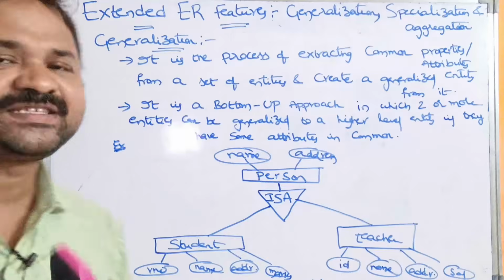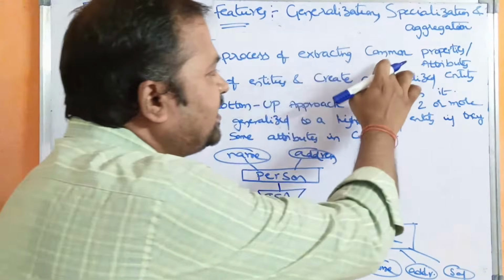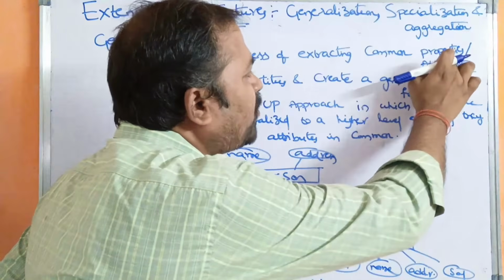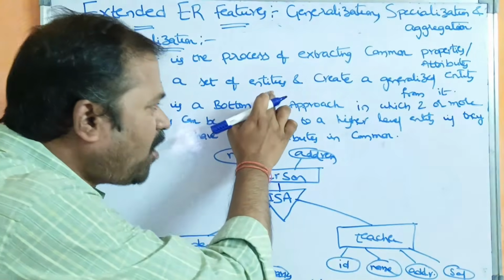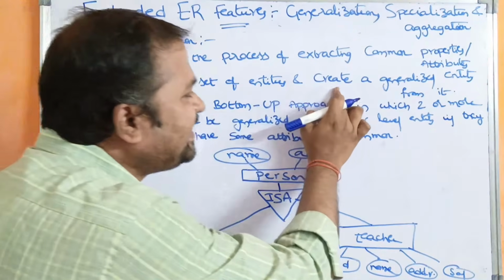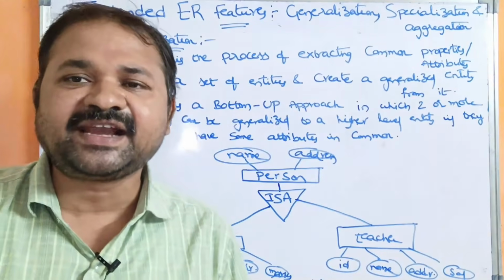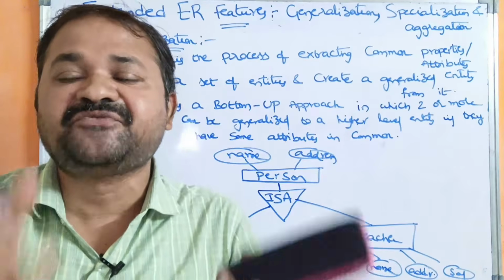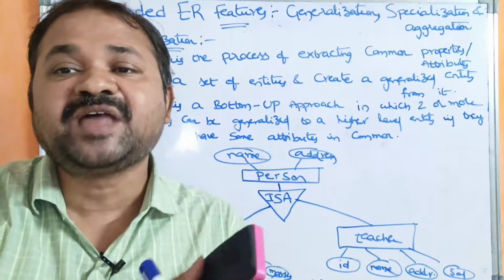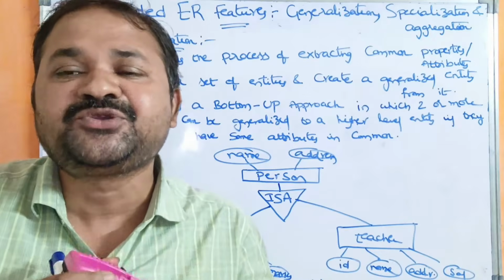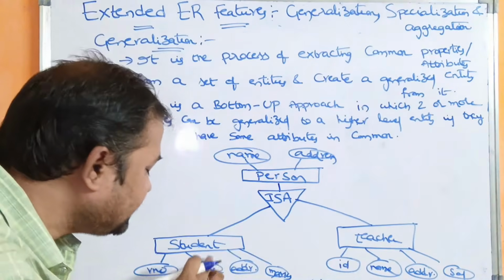First, let us see what is generalization. Generalization is the process of extracting common properties or attributes from a set of entities and creating a generalized entity from it. So generalization means we have to extract common attributes from the entities and create an entity from those entities. Let us take this example.